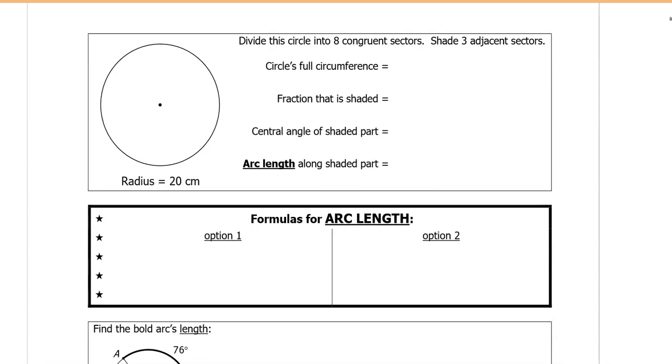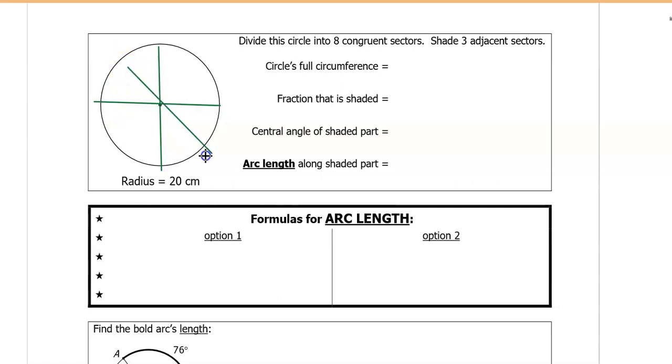So the instructions here say divide the circle into 8 congruent sectors, shade 3 adjacent sectors. So sector really just means a slice with the corner at the center. So I'm going to see how this works for me. There we go. So I'm going to split it. Whoops. Thought I had it, you guys. So I'm going to split it in half.